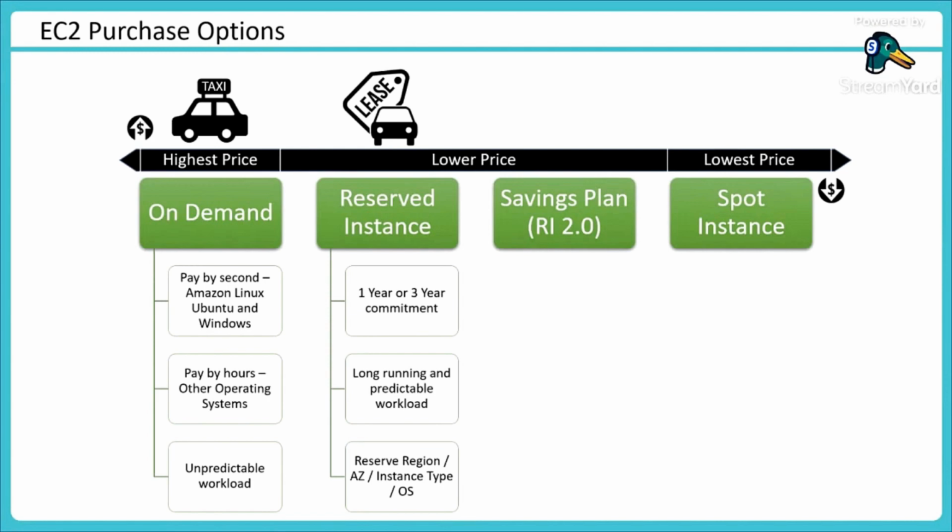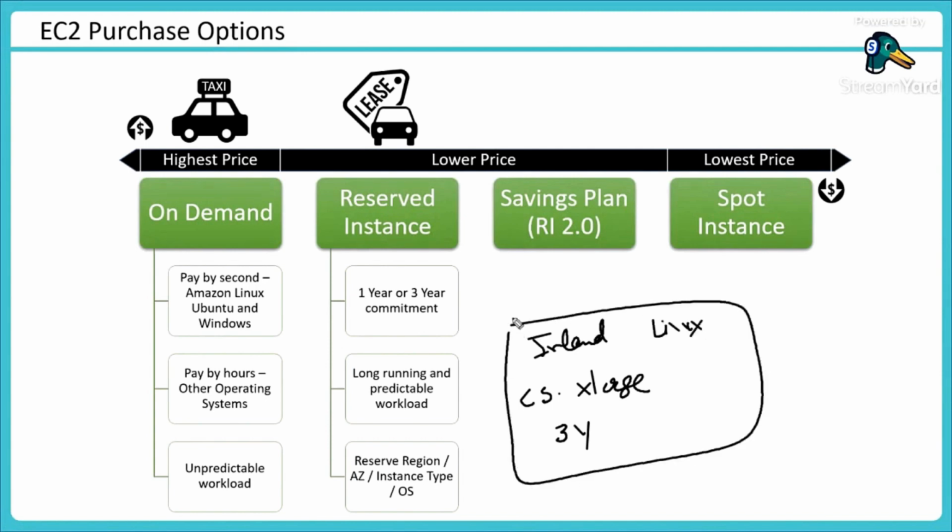Now, if you made that commitment, let me explain that. So what you did, you made the commitment. You said, I am going to use a C5 dot extra large instance, and I am making a 3 year commitment. This one will be used in Ireland, and I would be using a Linux based operating system there. So this technical commitment you made.